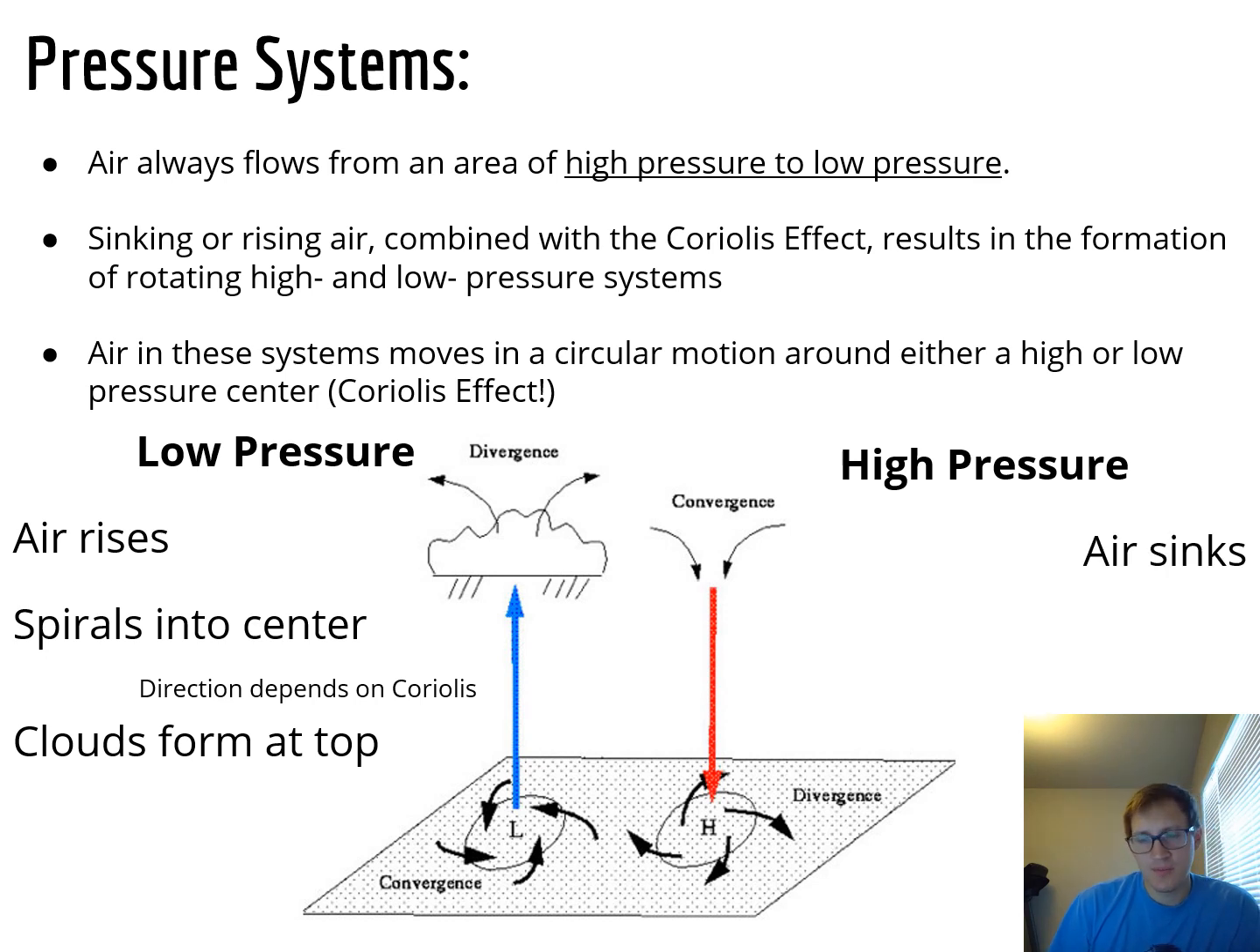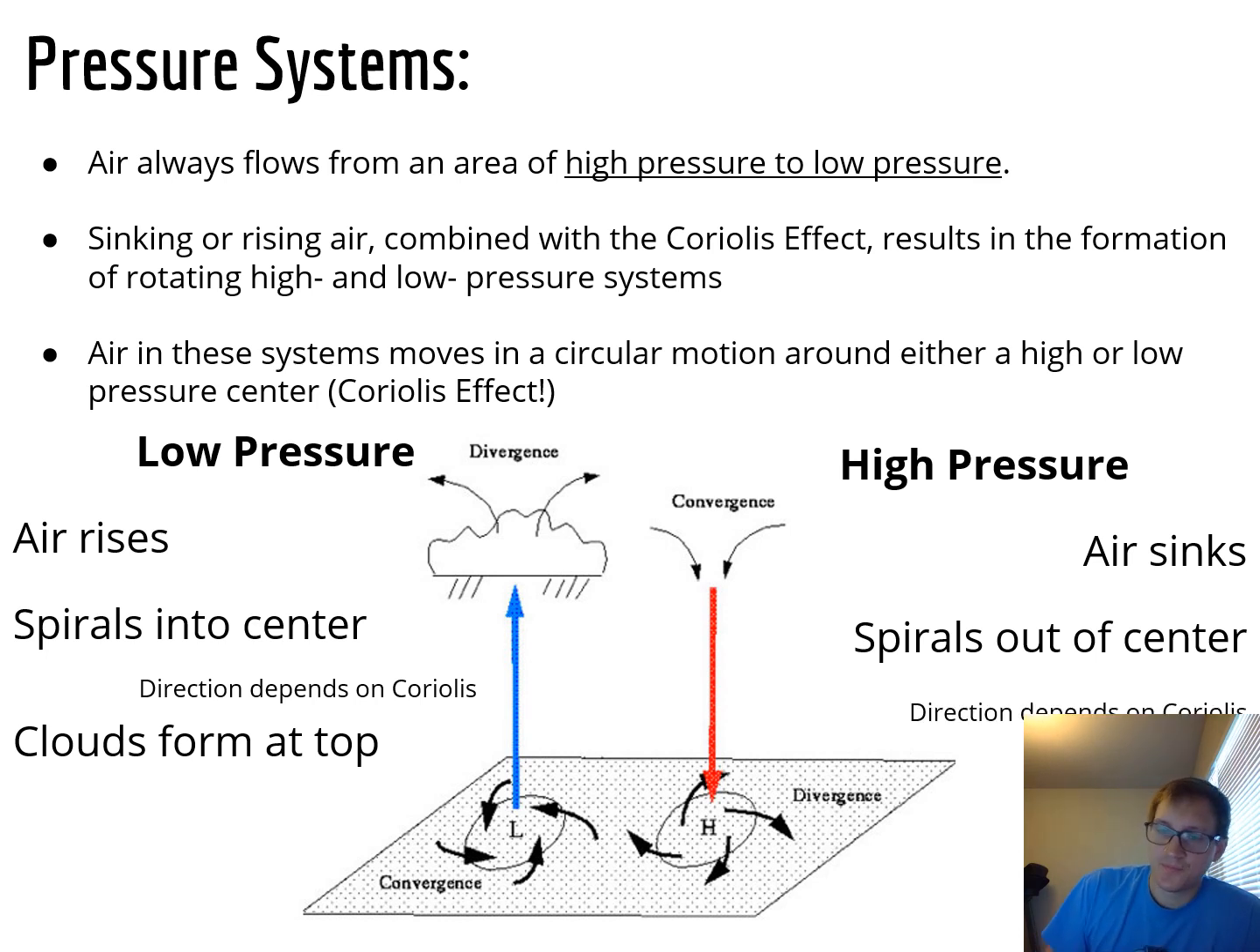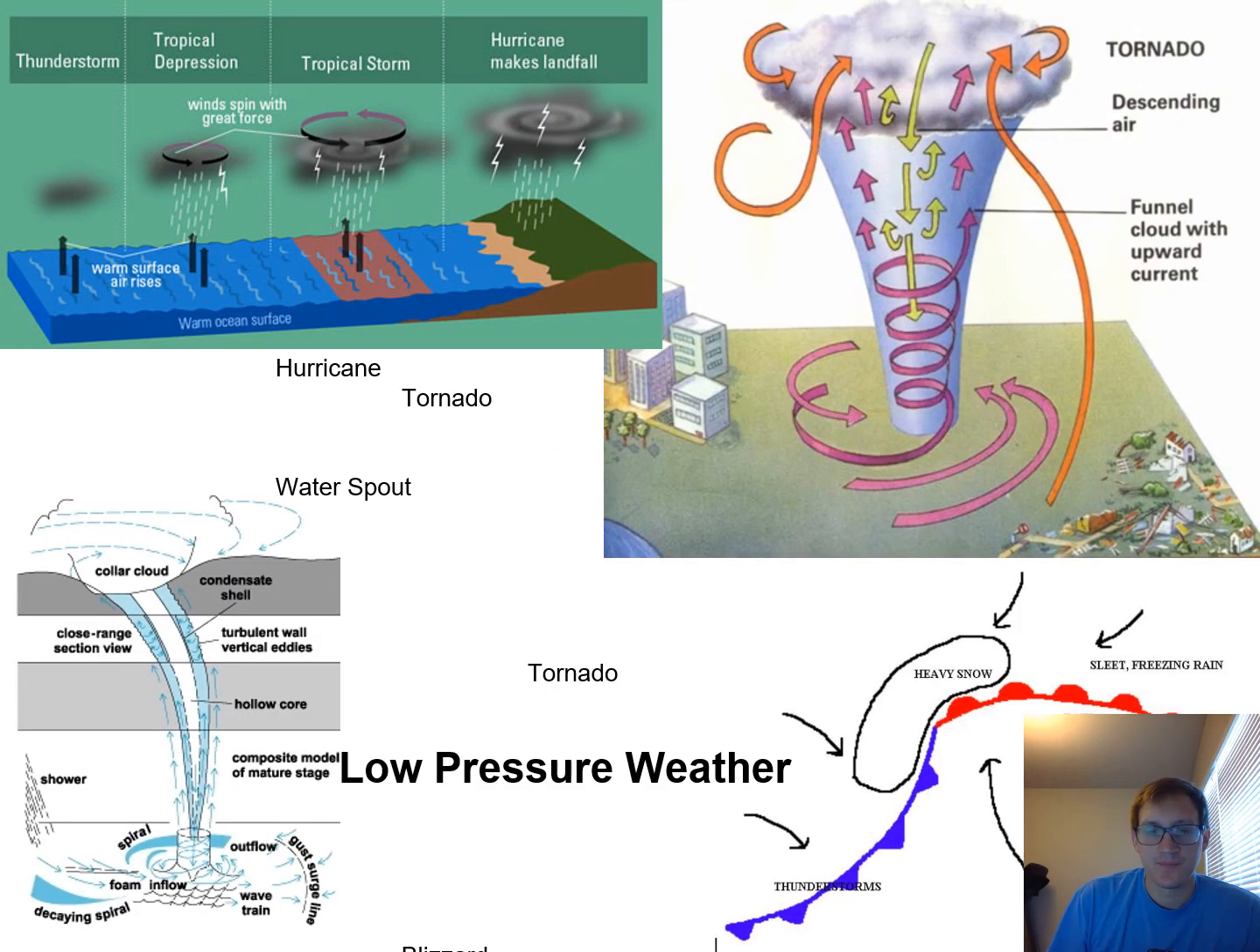In high pressure systems, air sinks and it spirals out of the center. This typically brings really good weather: no storms, sunny, very few clouds. And again, the direction depends on the Coriolis effect. Some things we're going to talk about are tornadoes, snowstorms, and thunderstorms, and how you can look at a map and determine what is going to happen where. So be on the lookout for that for our assignments on Thursday.